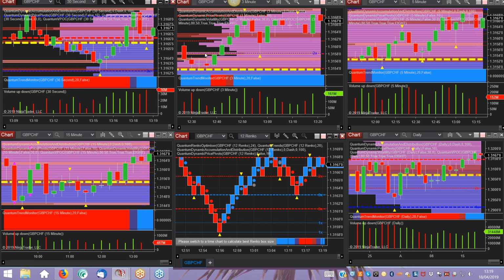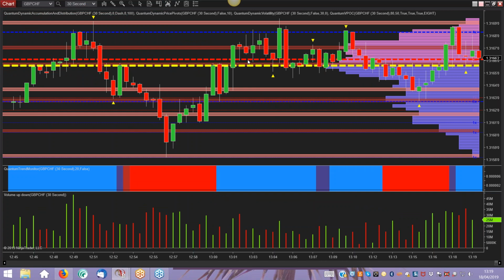Well, certainly in terms of the fastest chart of all, the 30-second. Let's just pop that up. There we go. We're in congestion. We've got several reasons to tell us that. First of all, we're trading around the volume point of control. This yellow line here is the fulcrum of the market.